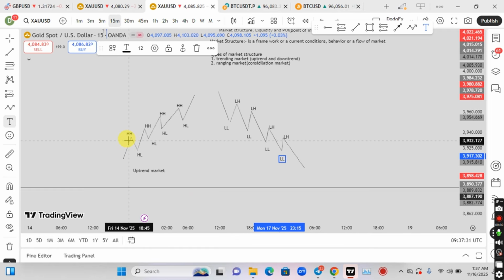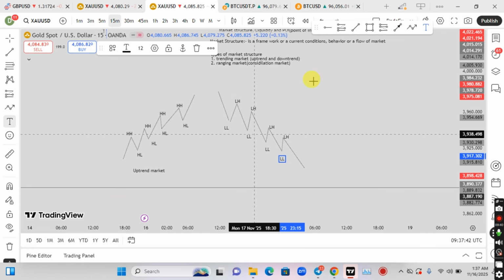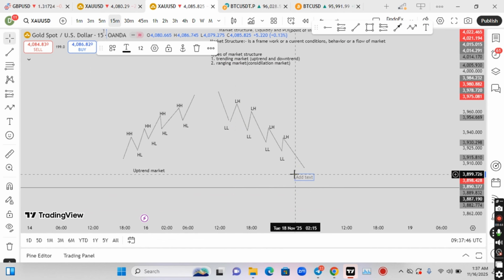For the uptrend, the market is going from point A to B, creating a series of higher highs and higher lows. For the downtrend, it is creating a series of lower highs and lower lows. So let's label this place downtrend.